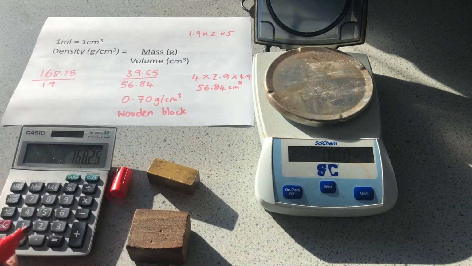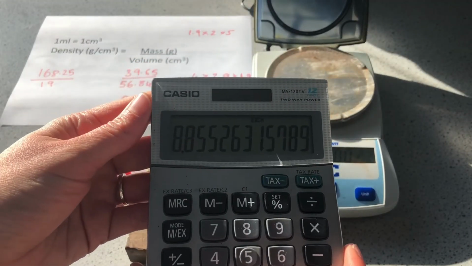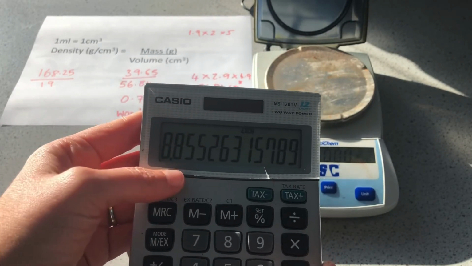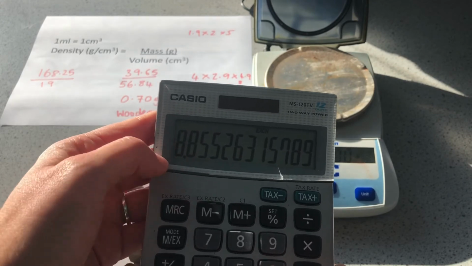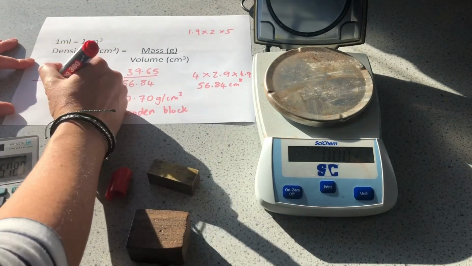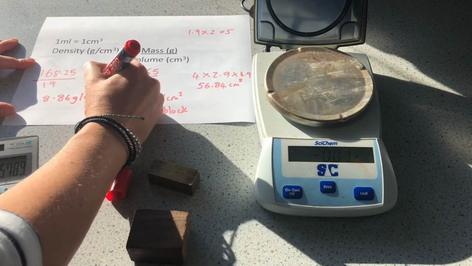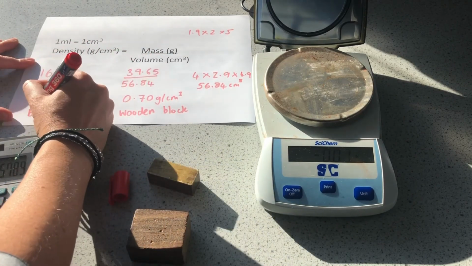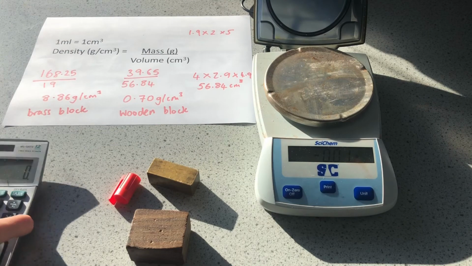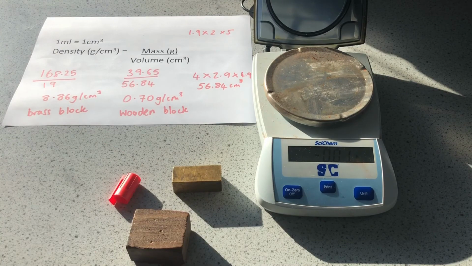168.25 divided by 19, that gives me 8.85, and then we've got another 5, so we'll round it up. I'll stick to two decimal places because my last answer was to two decimal places, so that will be 8.86. And that's the same unit, grams per centimetre cubed, and that was for the brass block. So very different densities, particles packed together tightly, much denser substance than the wood.